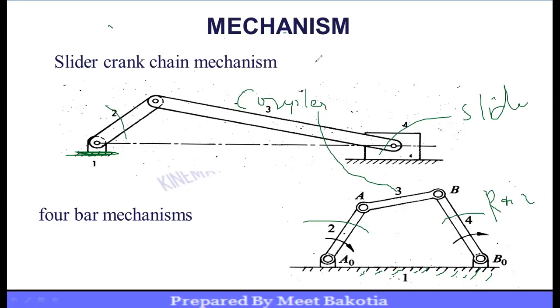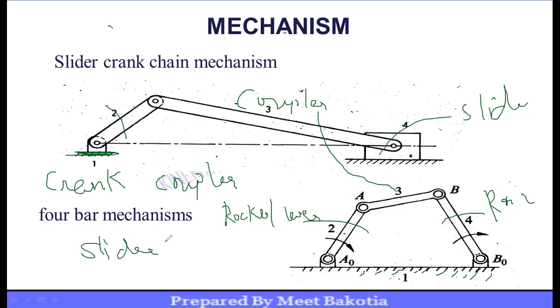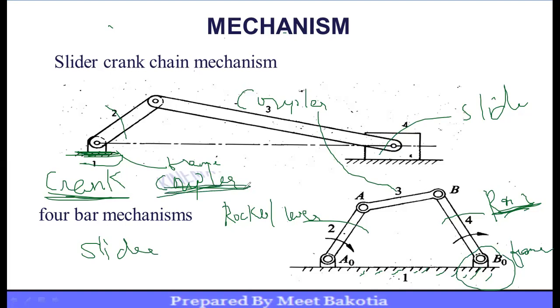right? So you should be able to define the links which are crank, coupler, rocker or lever, slider. I'm again going to define all of them. Crank is that link that rotates completely about a fixed axis or the frame. Lever is that link which oscillates with a limited angle of rotation about the fixed axis, which is the frame. Coupler is a link which is not directly connected to frame or fixed link. Slider is the link that forms a sliding pair with one link and turning pair with another link.